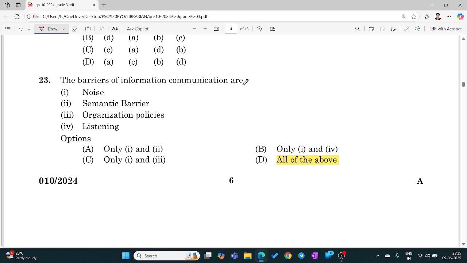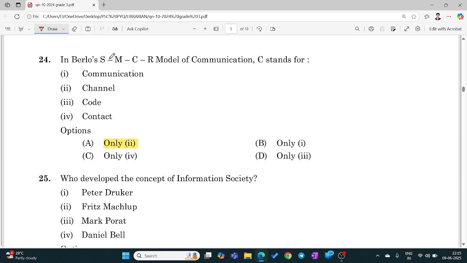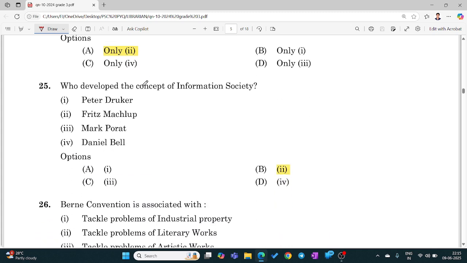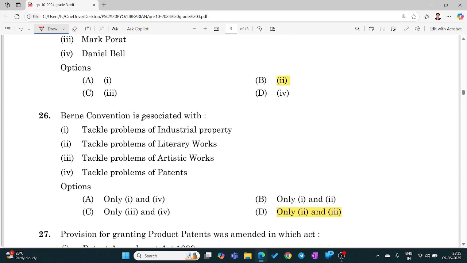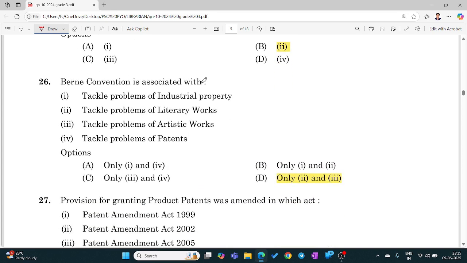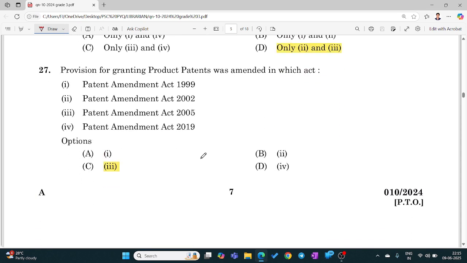Barriers of information communication are noise, semantic barrier, organization policies, and listening. So option D, all of the above, is correct. In Berlo's SMCR model of communication, C stands for channel. Who developed the concept of information society? Fritz Machlup. The Berne Convention is associated with the protection of literary and artistic works. Option D is the correct answer.